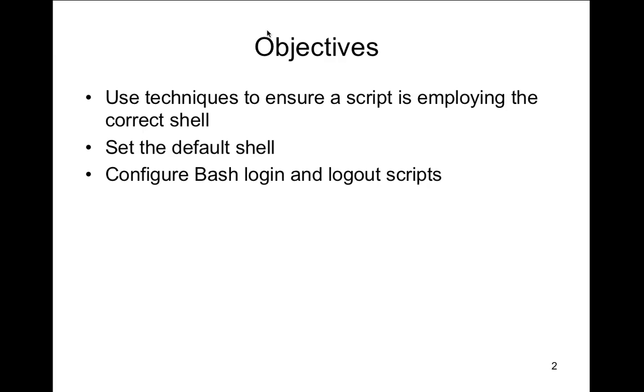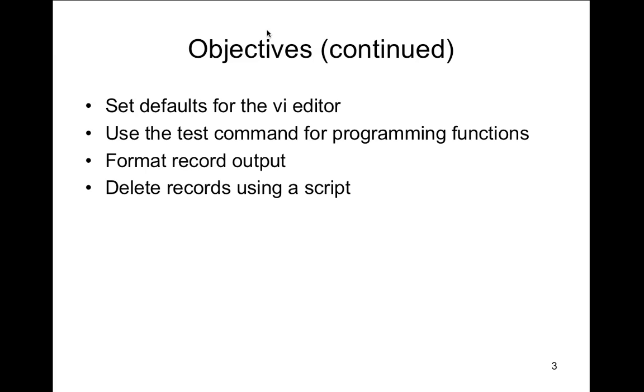We've actually kind of seen some of this stuff already, so it's just complementary stuff that goes along with the last lecture. Setting the default shell, how to do that, and then configuring the bash login and the login scripts. I kind of mentioned where to find them, but we really didn't talk about any configuration parameters for them. Also looking at setting the defaults for the VI editor, if you're going to take that route, or nano, depending upon your editor choice, and using the test commands for programming functions, and looking at the format of a record output, and a sample little application of a script, deleting records using a script, stuff like that.